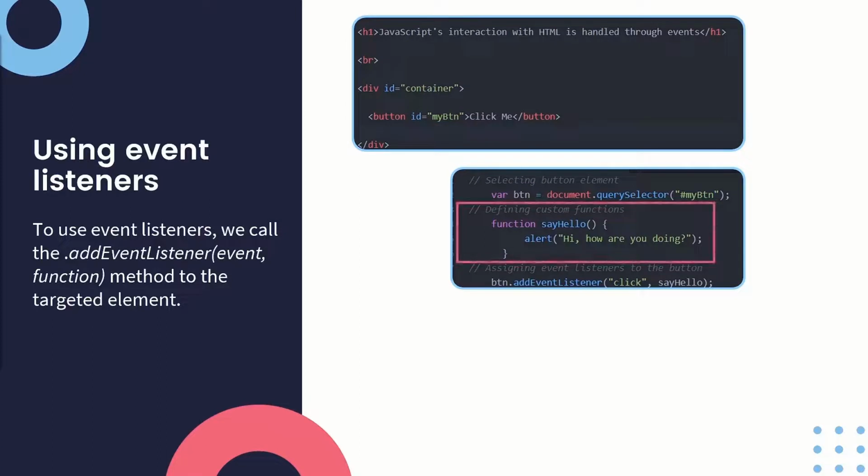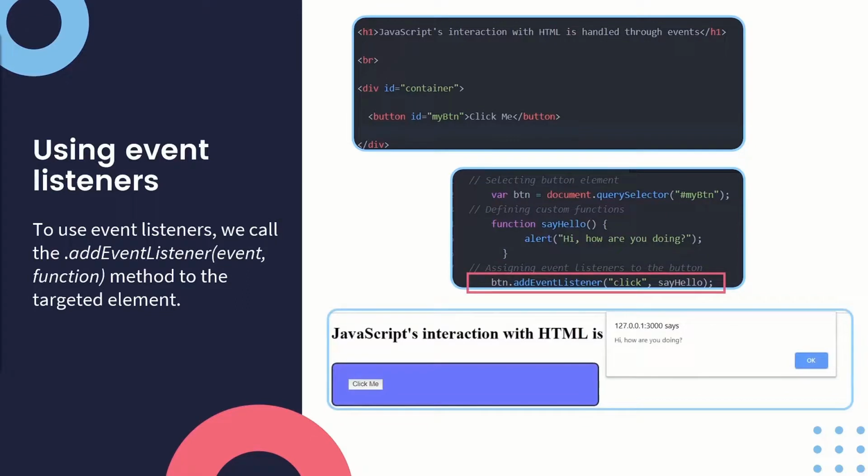Now, let's jump over to our JavaScript code. Here we simply define a function called sayHello, and this function is just going to throw a pop-up or an alert that says, "Hi, how are you doing?" To use an event listener, we simply reference the button that we pulled into JavaScript and call the addEventListener method. This method requires two parameters, in this case click and sayHello. The click being the actual event when the user clicks the button, and then the actual function you want to be passed when this event occurs. Our output at the bottom shows us that when the user clicks this button, we'll get this pop-up that says, "Hi, how are you doing?"